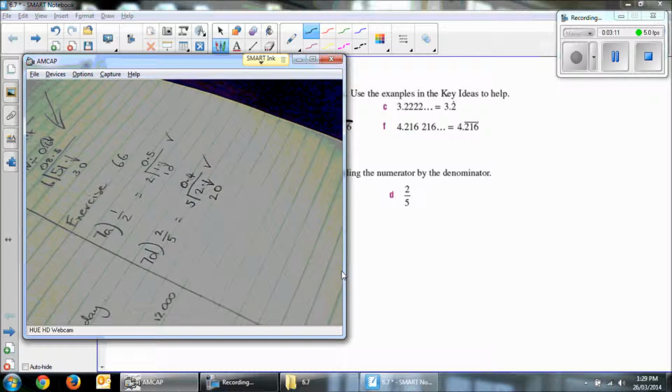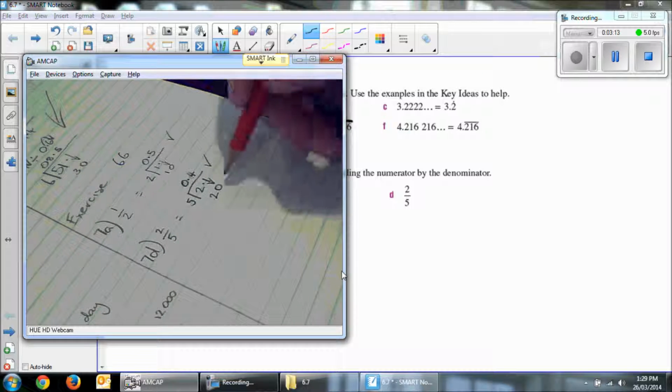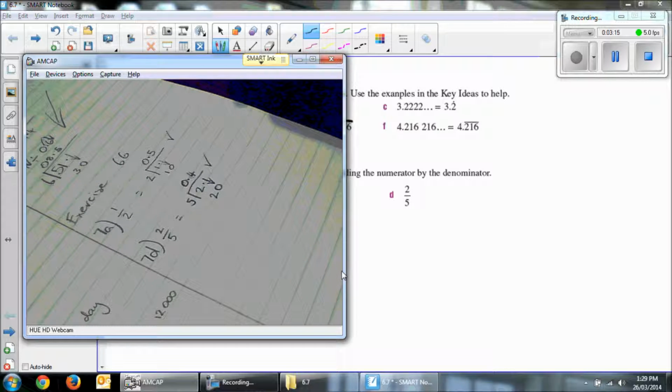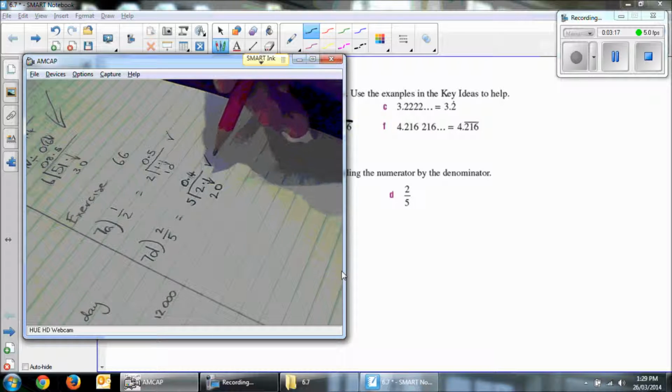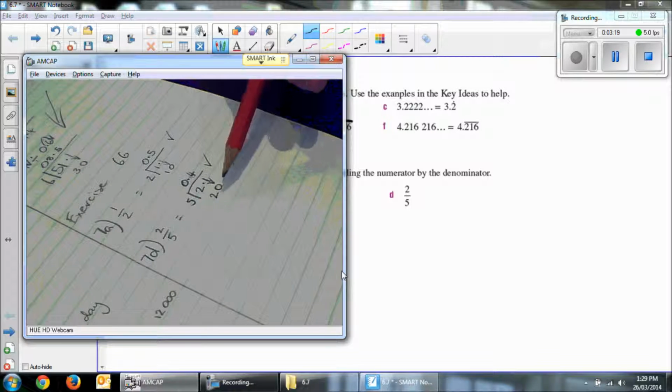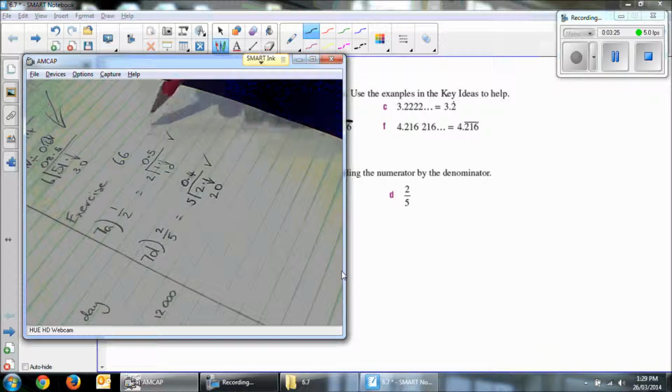Okay, it's a really simple process. As long as you know your long division, which if you're a little bit unsure of, your teacher will be working on it with you more, or if you're still unsure on it, ask him again, because it is a very important skill to have when you're converting fractions to decimals.